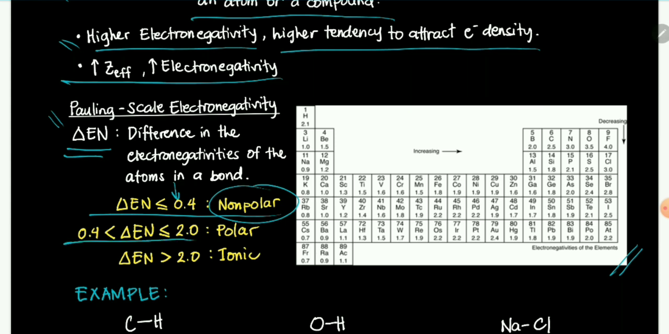Pero kapag yung electronegativity mo ay between 0.4 and 2.0, ibig sabihin greater than 0.4 pero less than or equal to 2.0, that's classified as a polar compound. Kapag naman greater than 2.0, kinaklasify na siya na ionic. So, ibig sabihin, masyado nang mataas yung difference sa electronegativity. Okay? Tinatawag na siyang ionic compound. So, tendency nun, ions na sila kapag nag-bond.